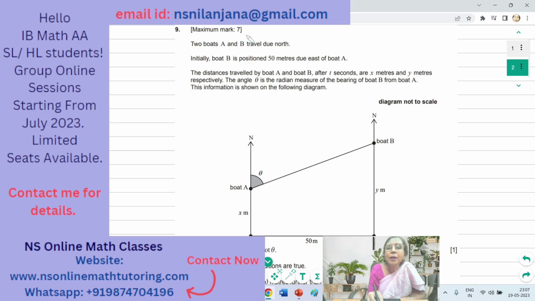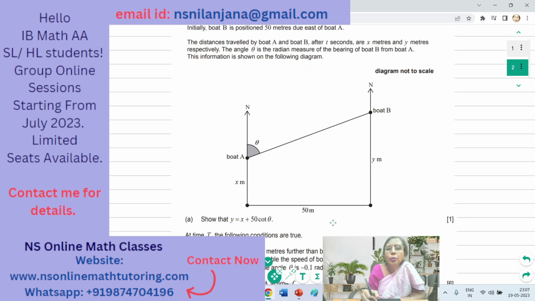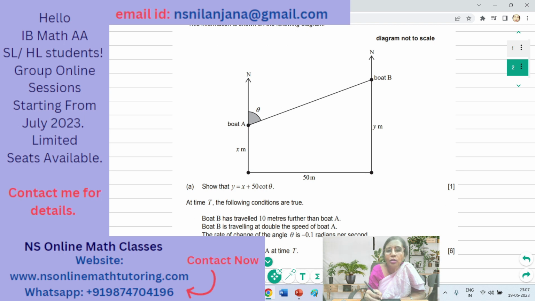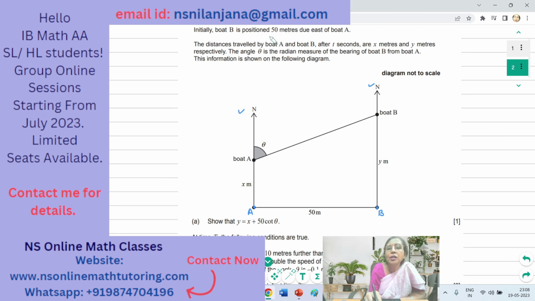It is containing maximum mark of 7 and it is saying two boats A and B travel due north. Initially, boat B is positioned 50 meters due east of boat A. Let me show you the diagram. Two boats are traveling towards north. This is the starting position of boat A, and this is the starting position of boat B. Both are traveling towards north and they are saying initially boat B is positioned 50 meters due east of boat A.